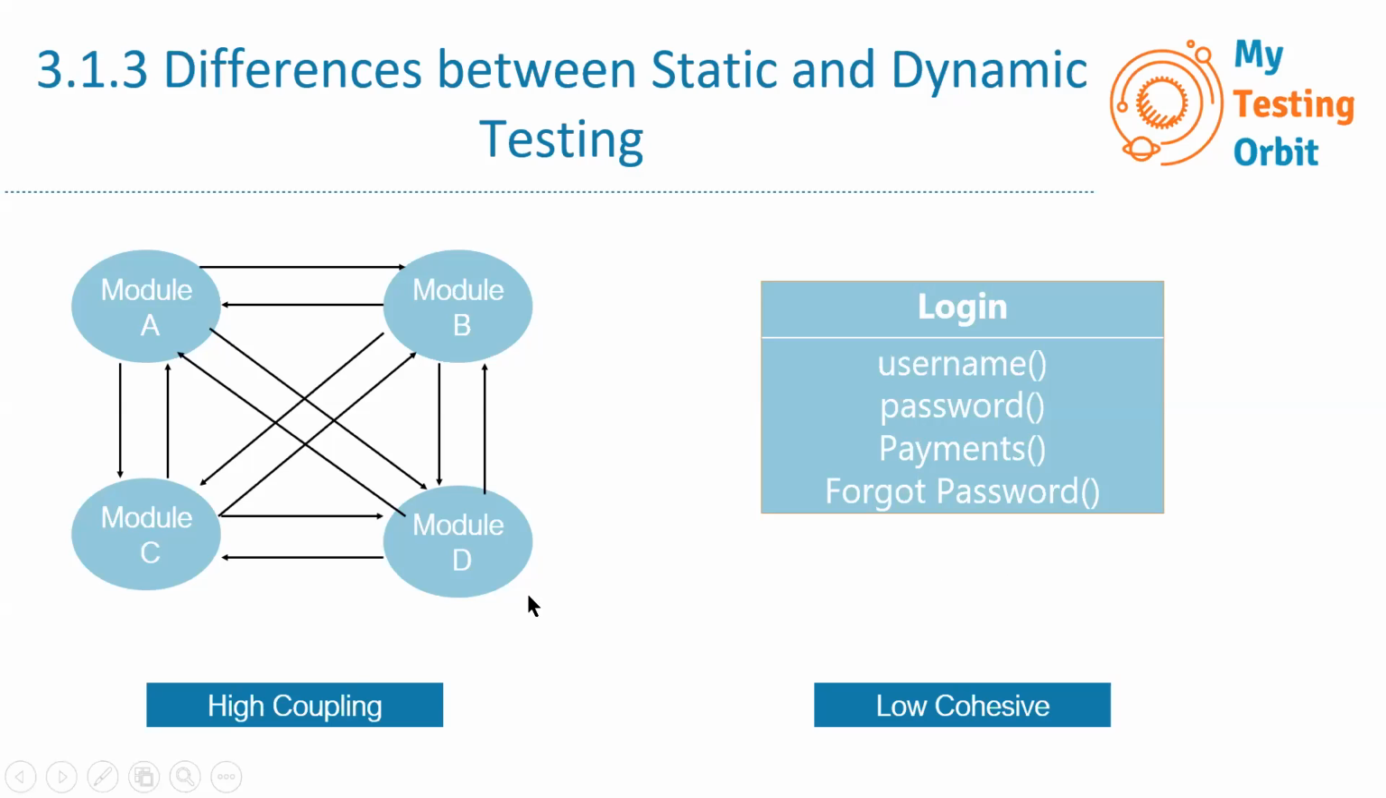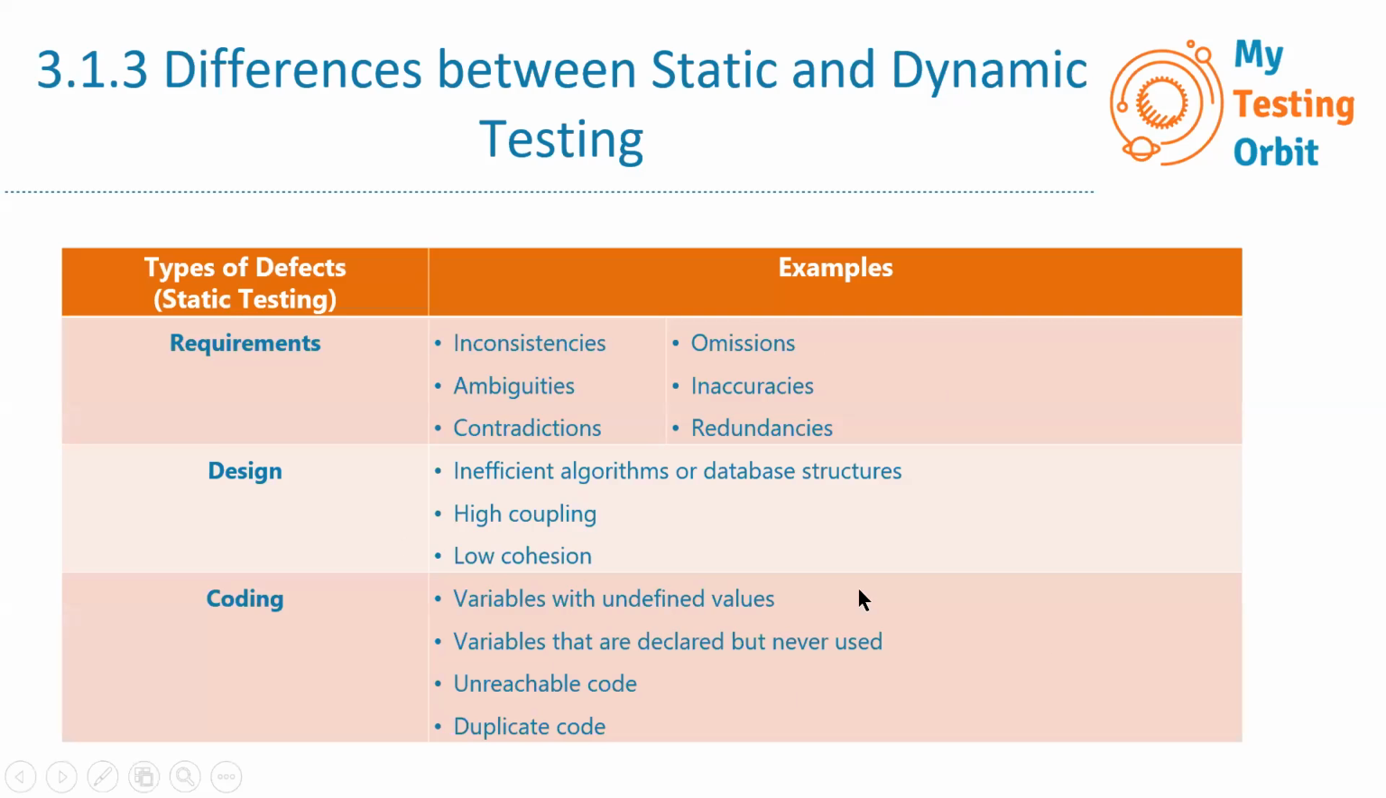So high coupling and low cohesion is not a good coding practice, and these kinds of defects can only be found during static testing. In dynamic testing, we can't find these kinds of defects. So I hope that the concept of high coupling and low cohesion is now clear.